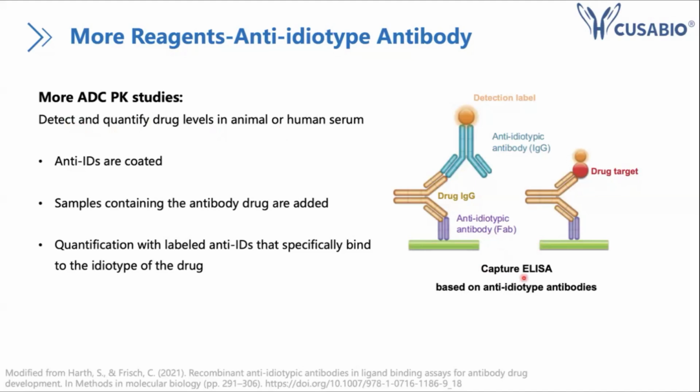So with this capture ELISA based on the anti-idiotype antibodies, we can perform this type of PK analysis to analyze the dynamic change of the drug concentration and quantify it. And this is very much required by the FDA. So if you want to perform this type of PK analysis, Kusabio can give you a customized service to produce this type of antibody.